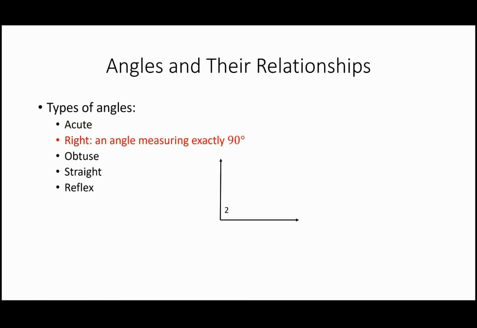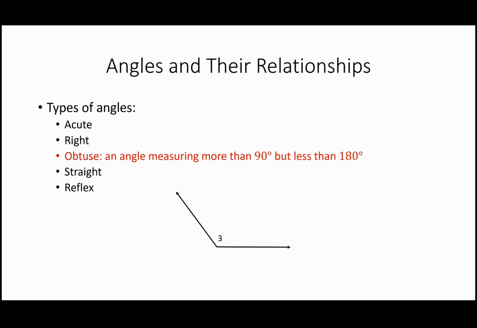Okay, moving on to right angles. We already introduced this one. These are angles that measure exactly 90 degrees as depicted here in angle 2. Obtuse angles are angles that measure more than 90 degrees but less than 180, not including those endpoint degree measurements. Somewhere strictly between is going to be the measurement of any obtuse angle.